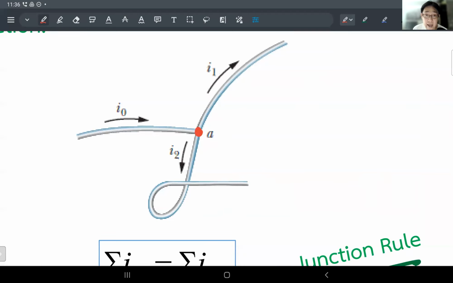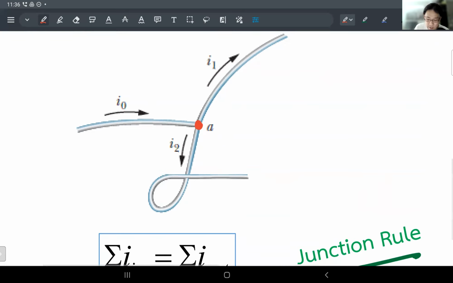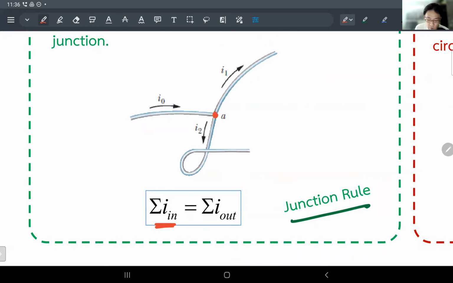because it came from the actual charge flowing, right? So when the current is conserved, it means in must be equal to out. There's nowhere else to go. So the junction rule is just saying that the total current coming in must be the same as the total current flowing out from that junction. See, that's how simple the junction rule is.